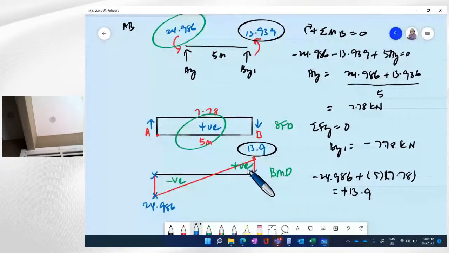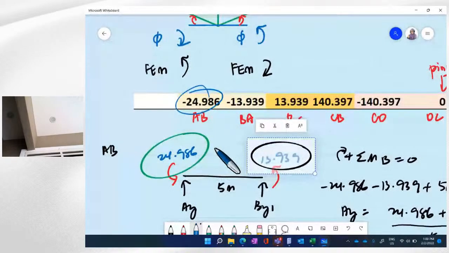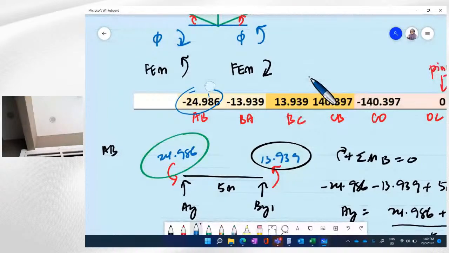And basically, we can draw the BMD directly using the moment value that we get from table. Just look at the sign. This is the tip to draw the bending moment diagram directly without shear force diagram. The moment that we get from table, so this moment and this moment. Look at the sign. It is negative, negative.